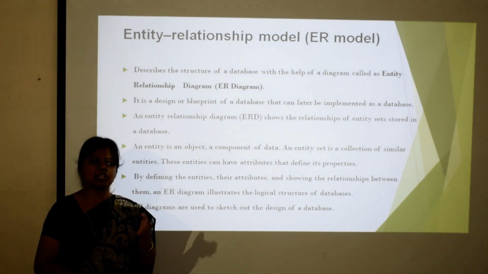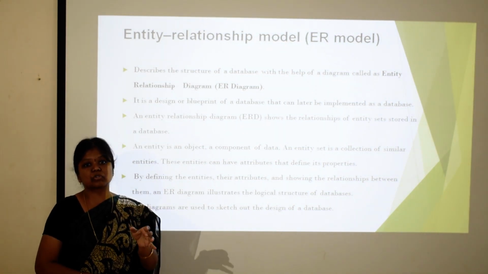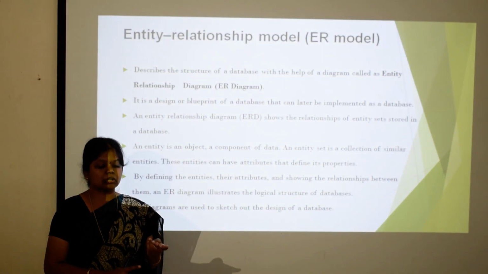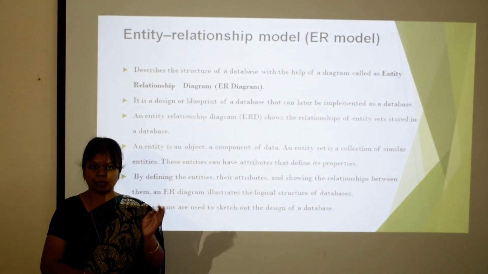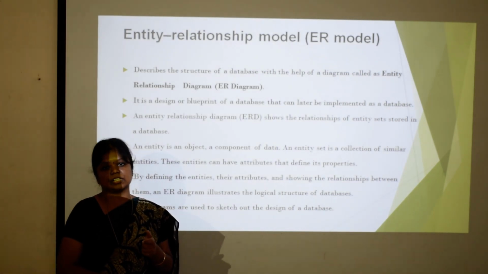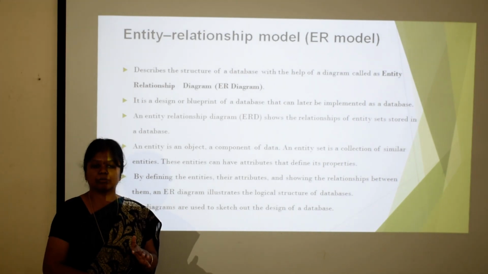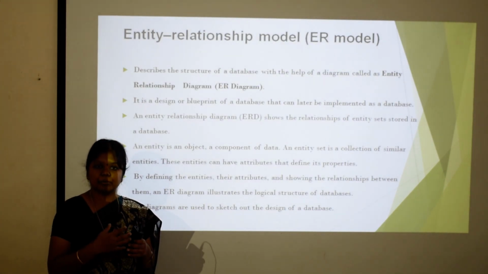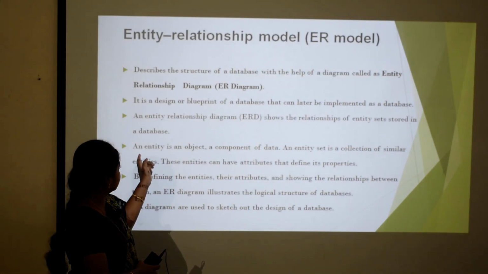So entity is an object. For example, if you are going to maintain a library, you have books as an entity. Book issue is an entity, and books segregated by department, or staff details you have to maintain. Each and everything you cannot maintain in a single table, so you have to maintain it in many different tables, or many different entities, or many different objects you can say. So that is an object.